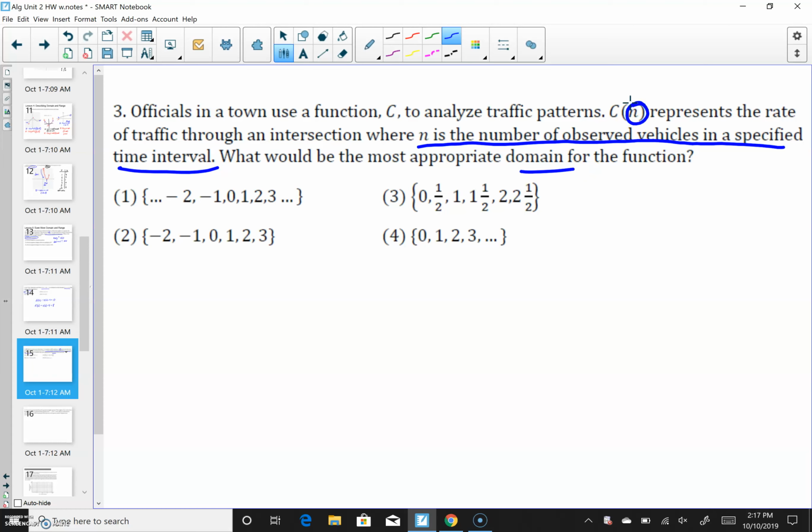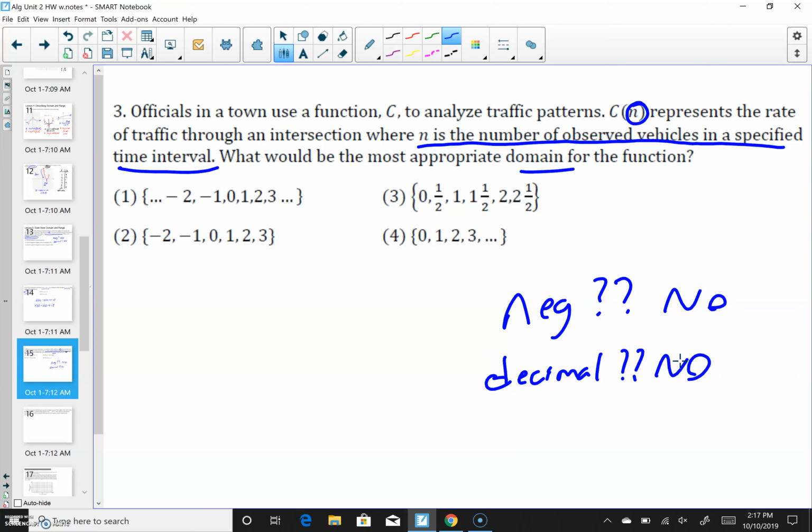It's in the parentheses. And if it represents the number of vehicles, we should recognize you can't have a negative number of vehicles come in. You can't have a decimal number of vehicles come in. So therefore, we're going to have choice 4. You could have 0, you could have 1, you could have 2, 3, etc. No negatives, no decimals.